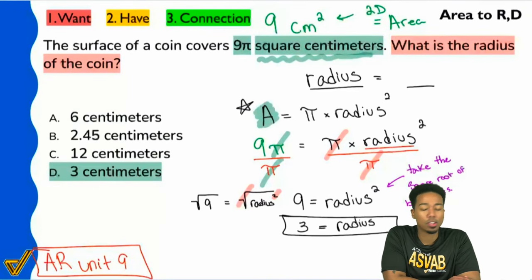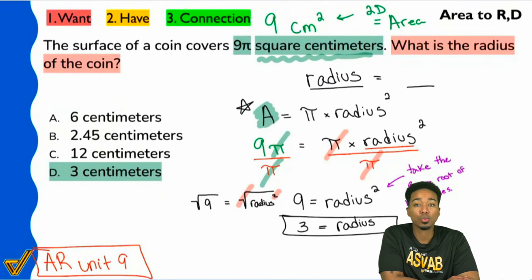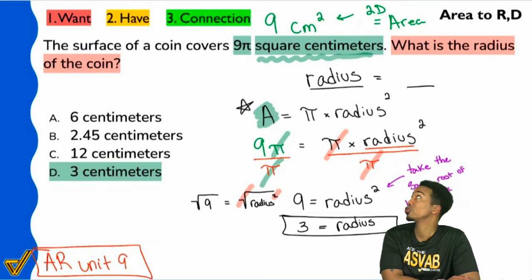Yeah, so Corrales, the word surface is a really big clue that you're dealing with area, but what really gives it away, that solidifies it, is when you see a square unit. So square inches, square centimeters, square miles, that always indicates that you're talking about area.